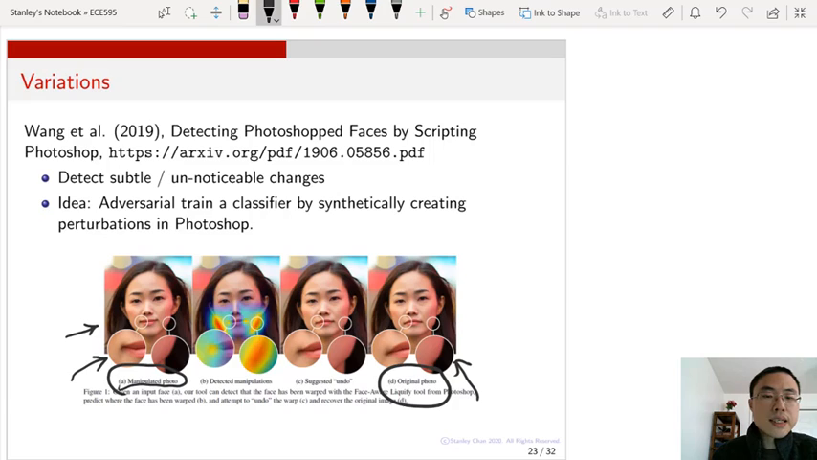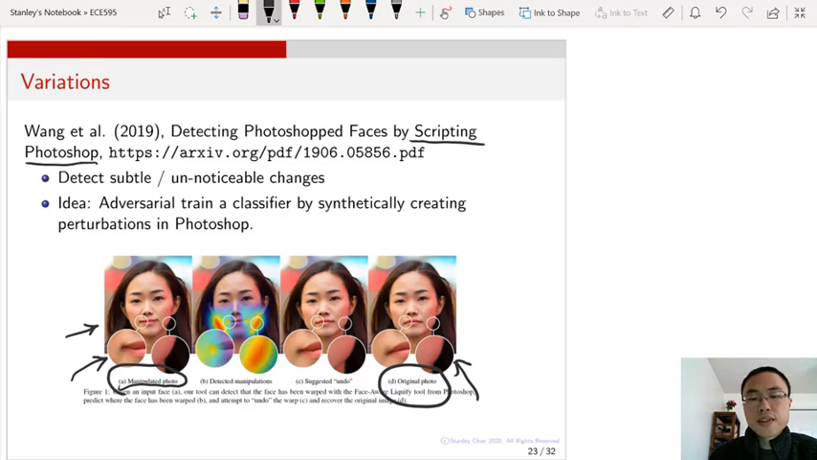So what they're doing is that they go to Photoshop, and then they write a lot of scripting files, and then they mimic the attacker in the Photoshop space. Suppose I have this image. Normally, what would be the possible perturbations that an attacker can do in order to perturb the image? Everything can be done in Photoshop. And so they really do this adversarial training by scripting the Photoshop.